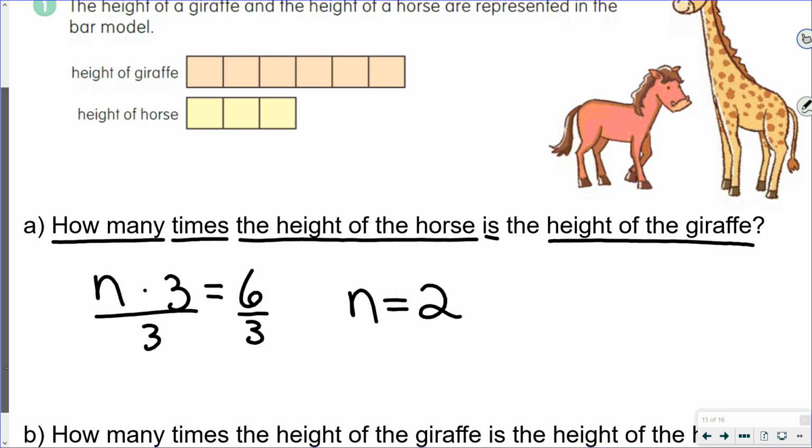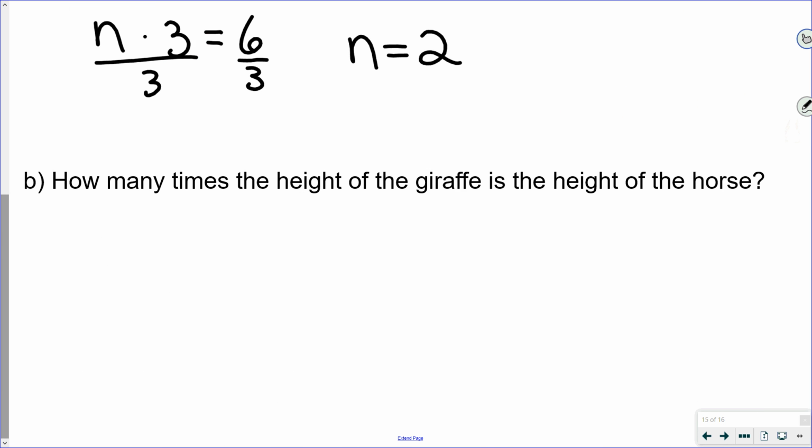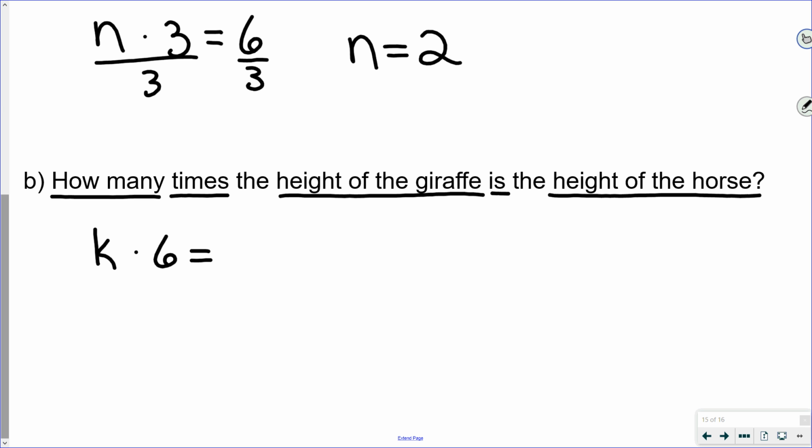So again, we want to make sure that we're following the pattern. So how many, we don't know, so we use a variable, times, tells us to multiply, height of the giraffe, 6, is our equal sign, height of the horse is 3. So if we don't follow our steps here, we could come up with the wrong answer and say that k equals 2, which would not be a correct answer. Because if we look back at the other one, we have to divide both sides here by 6. Well, we have 3 divided by 6. Well, 3 divided by 6 is a fraction, and 3 over 6 can be simplified to 1/2.